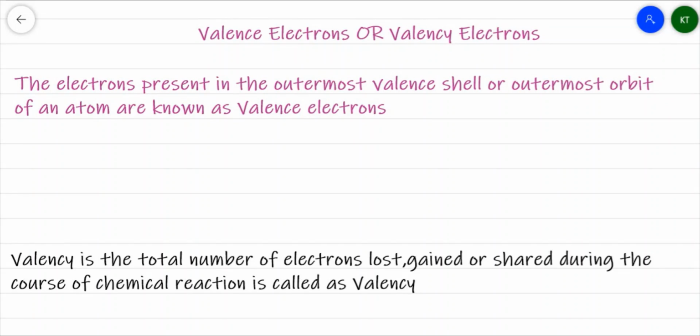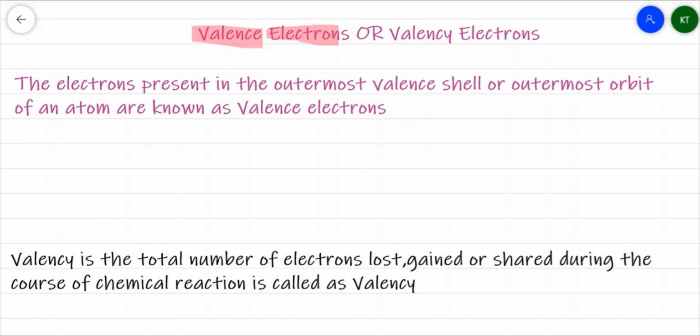Let us discuss what are valence electron and valency. So here we have valence electron. What are valence electron basically? And then we'll try to determine what is valency.